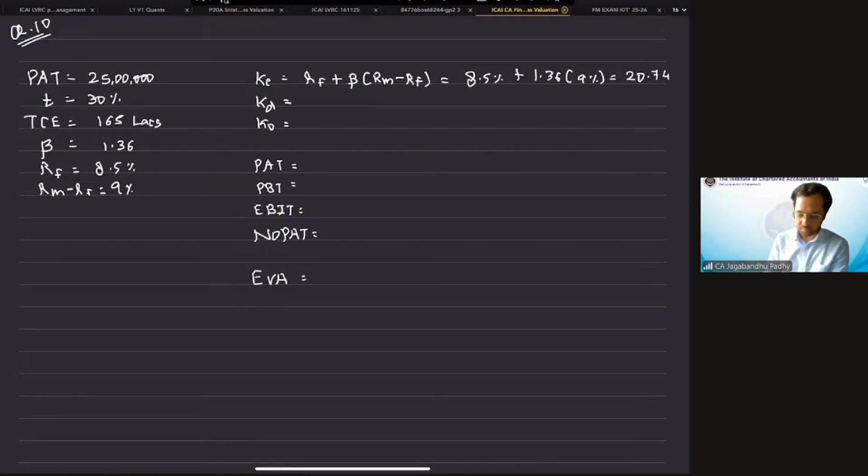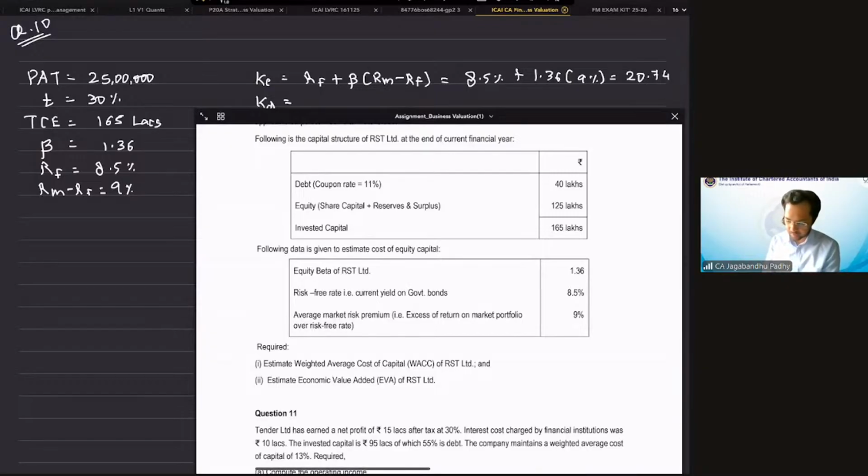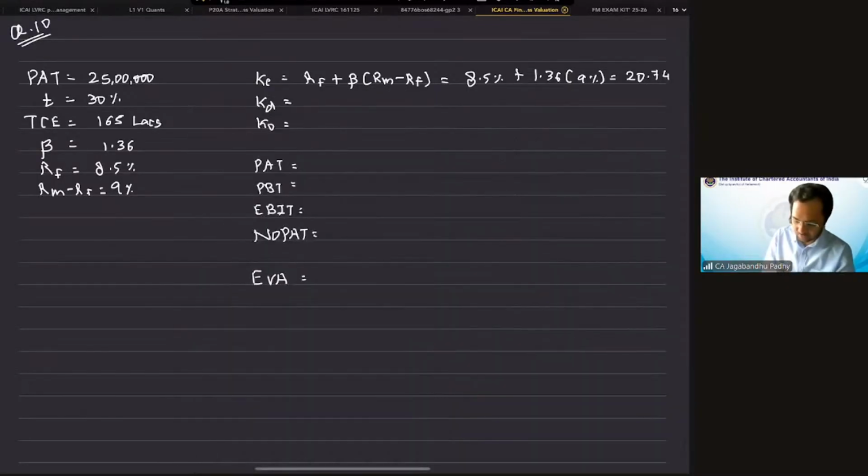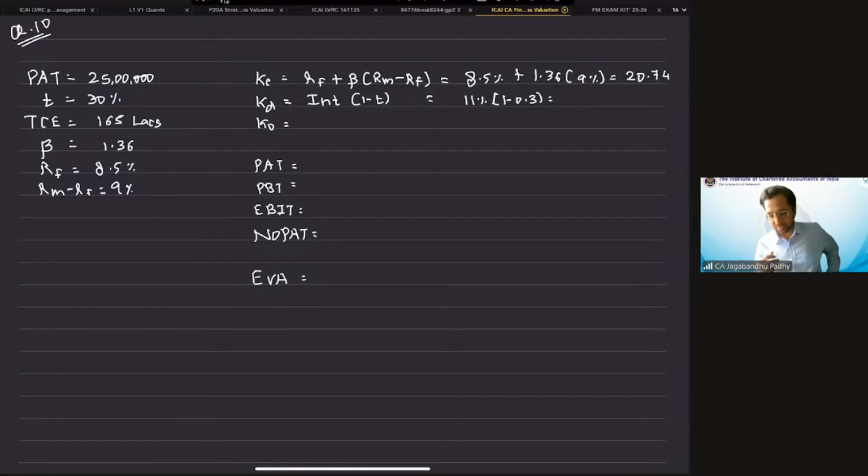Post-tax cost of debt will be 7.7%. For that we have the coupon rate of 11%. So interest into 1 minus tax: 11% into 1 minus 0.3. That is 7.7%.